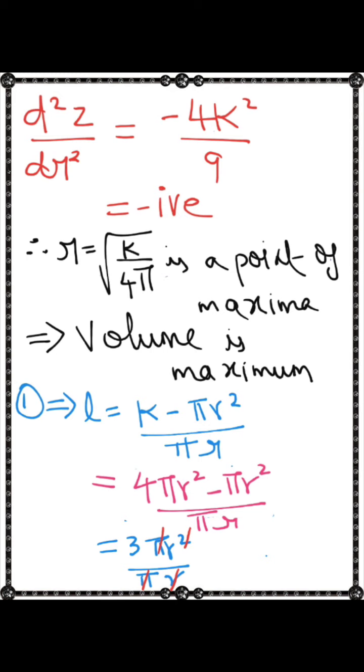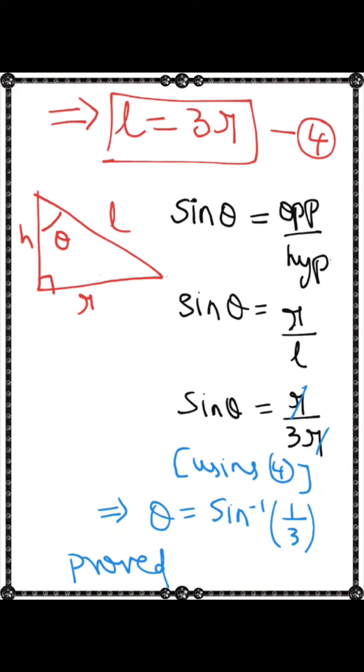And as I already told, we have expressed L in terms of k. We are going to use the third equation here, that is, in place of k we are going to substitute 4 pi r square. Simplifying, we get L is equal to 3r. Again we mark it as equation 4, because we have to prove theta is equal to sine inverse of 1 by 3. So for that purpose we have found L in terms of r.